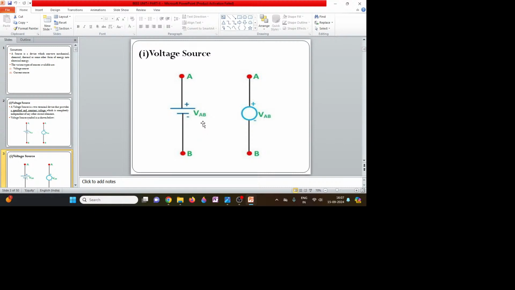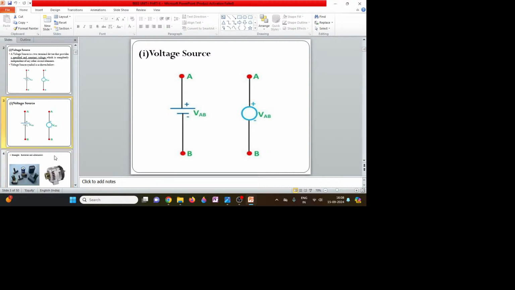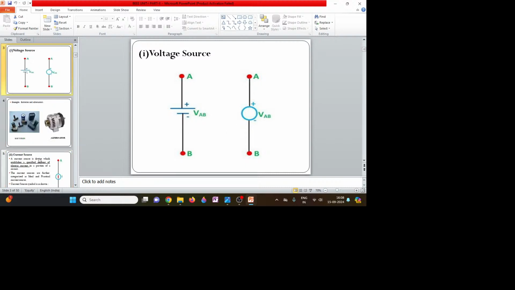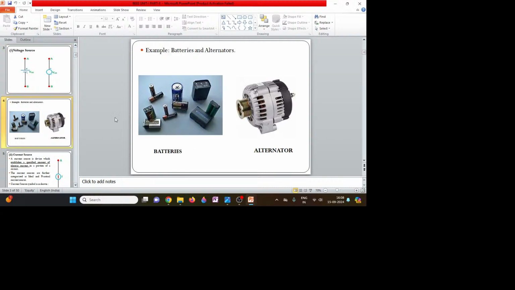Okay, so it provides the required voltage for the circuit elements. The purpose of the voltage source is that whatever voltage the circuit requires, the constant and specified voltage will be given by this voltage source. Okay, these two are the symbols of voltage sources. Examples of voltage sources are batteries and alternators. An alternator is nothing but a generator.